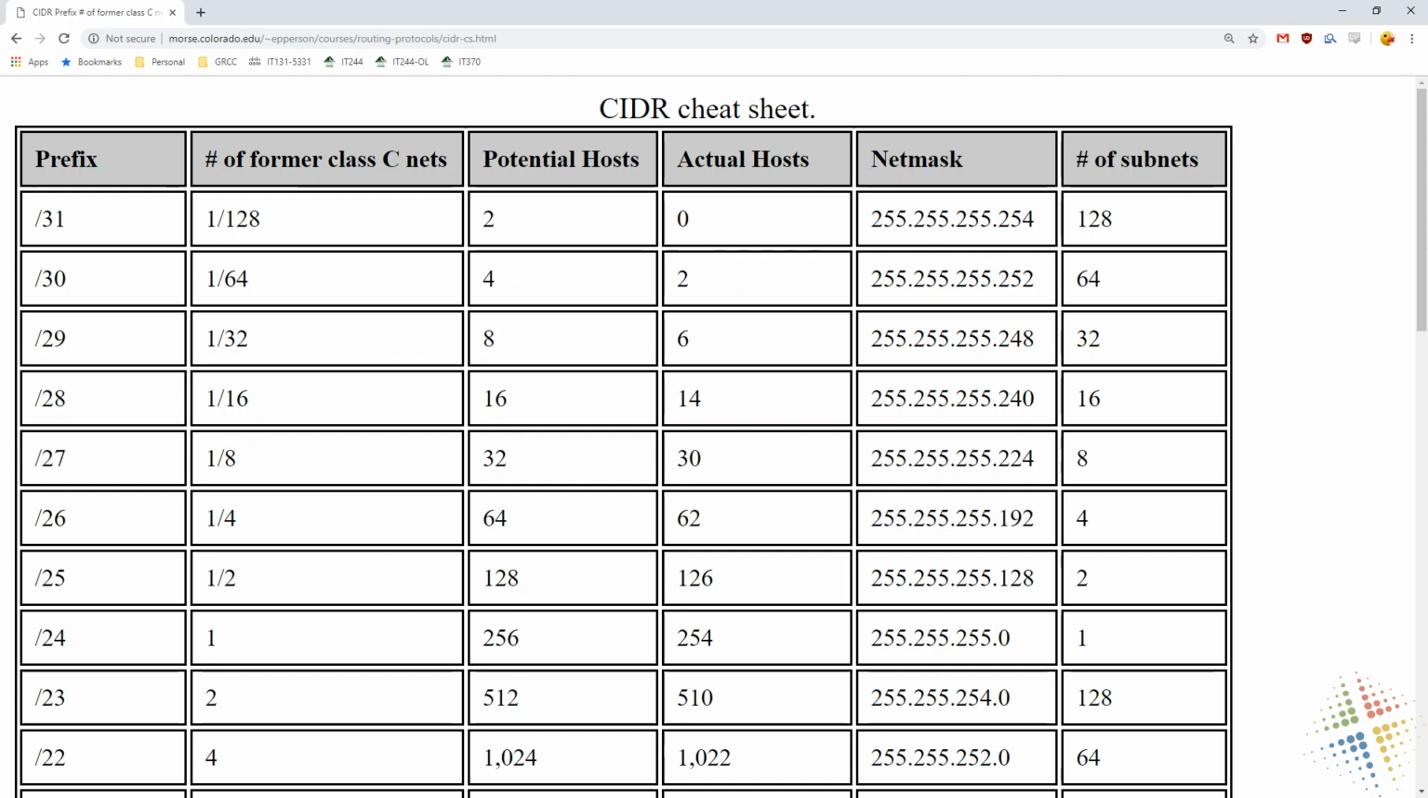So what I did was I simply Googled CIDR cheat sheet. There we go. CIDR cheat sheet. And it came up with this information right here. There's a million of these out there on the internet, and I encourage you to write down most of this information and memorize it. It is a great way to remember all this, especially if you have to go take a test.